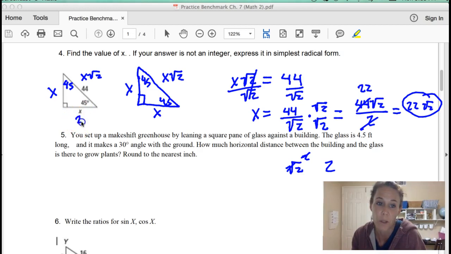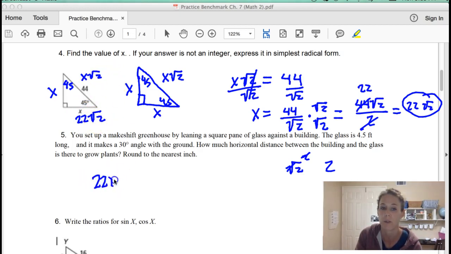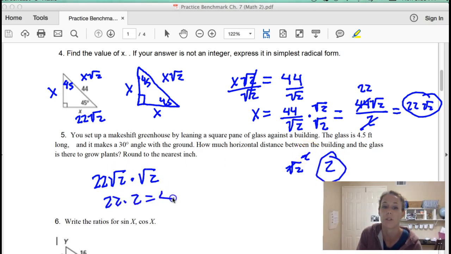Let's see if it works. This is 22 radical 2. And if I know my ratios are x, and x times root 2, well, 22 radical 2 times root 2, does that give me 44? Let's see. 22 radical 2 times radical 2. Well, radical 2 times radical 2 is radical 2 squared, which is just 2. So this is 22 times 2, which is 44.